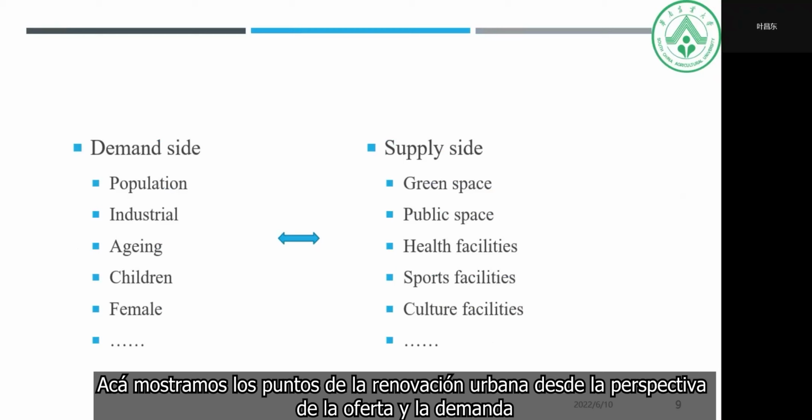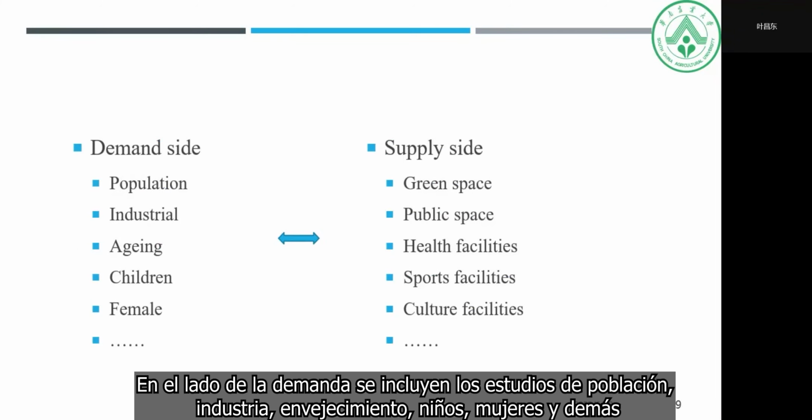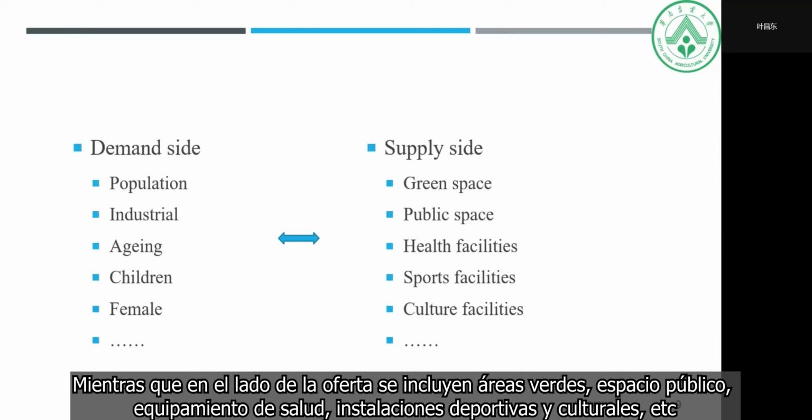And in this page, we summarize the topics of urban renewal from demand and supply sides, which in the demand side includes the studies on population, industrial, aging, children, females, and so on. While the supply side includes green space, public space, health facilities, sports facilities, and cultural facilities, and so on.